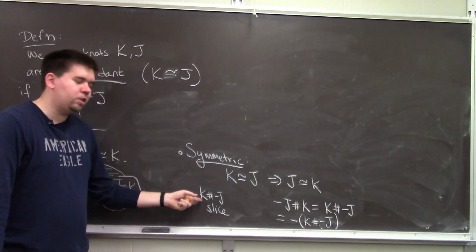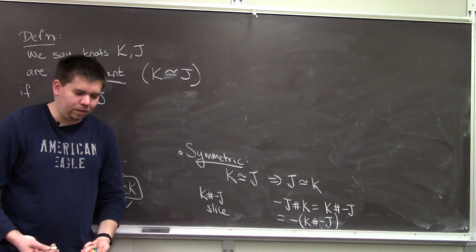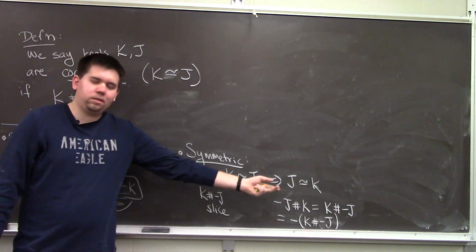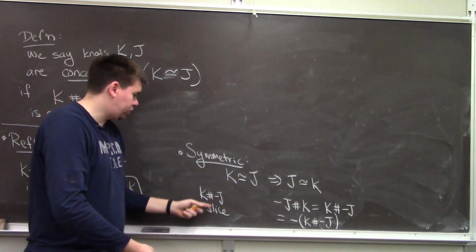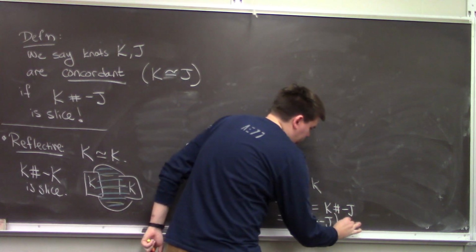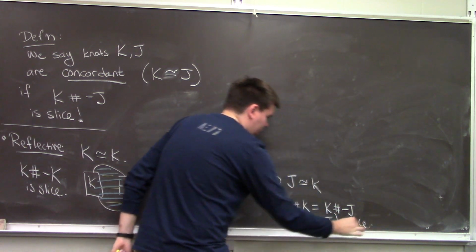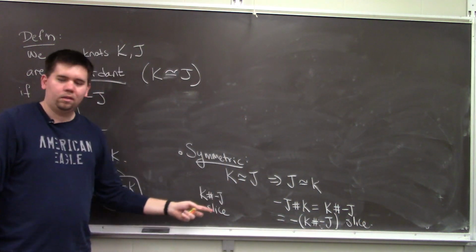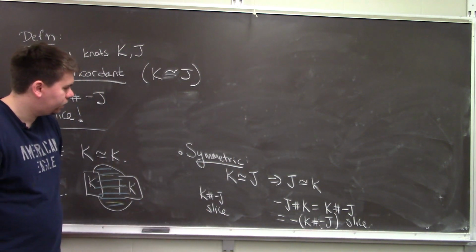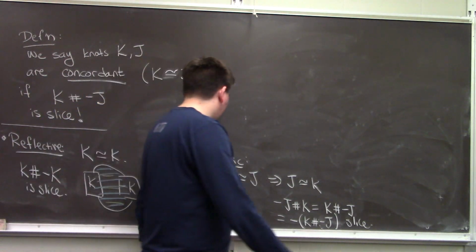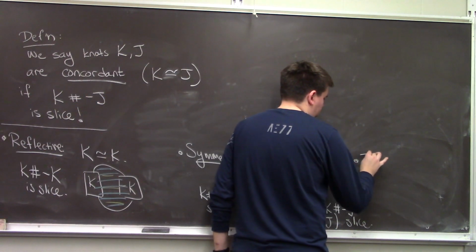And it's like, well, what does it mean to be slice? It means you bound a disk. When you take the mirror image, you obviously still bound a disk. You just take the mirror image of the disk. So if you start out with something that's slice, its mirror image is still going to be slice. So this one's not hard to show. If K is concordant to J, then J is concordant to K. And so that leaves us with one last one, and that's where we want to show this is transitive.